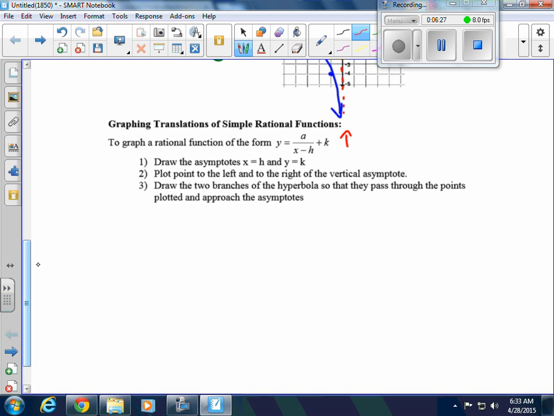All right. So we're going to draw the asymptotes, x equals h and y equals k. Those are the two asymptotes for this graph. Plot the point to the left and to the right of the vertical asymptote. Draw the two branches of the hyperbola so that they pass through the points plotted and they approach the asymptotes. So it's going to be exactly the same thing as we did before, only now our asymptotes are going to be shifted one way or another, or up and down.